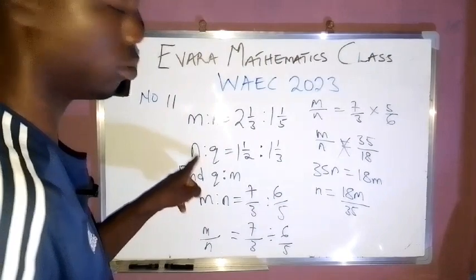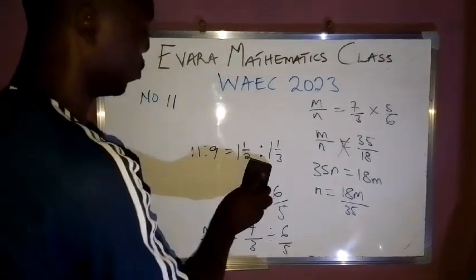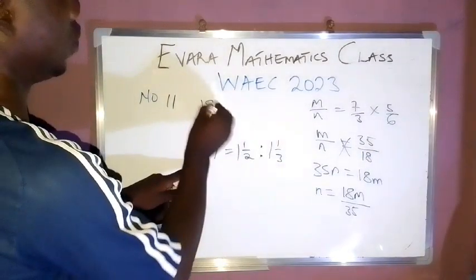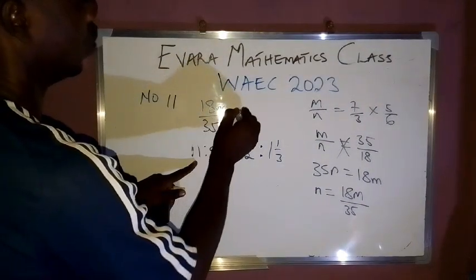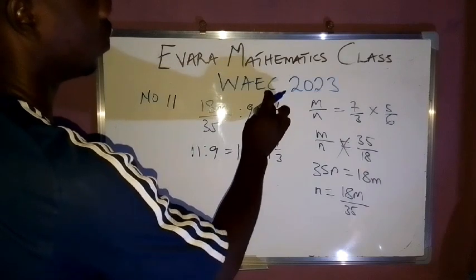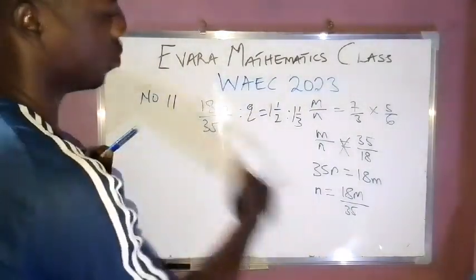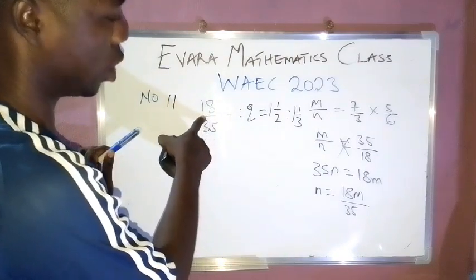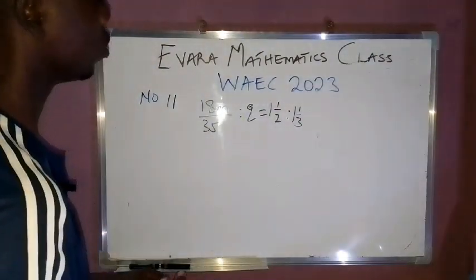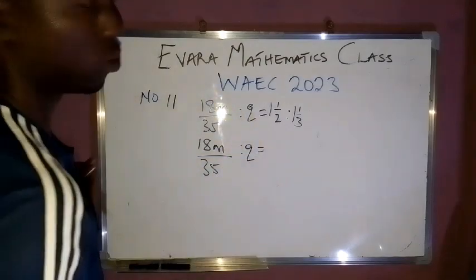So now we'll bring this into the second equation. So this N ratio Q, N is 18M over 35 ratio Q is equal to 1.5 ratio 1:3. So now we have brought in the value of N here to represent the N, so that we can now have only M and Q according to what the question wants us to do.